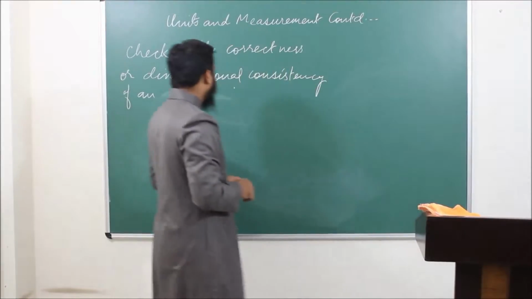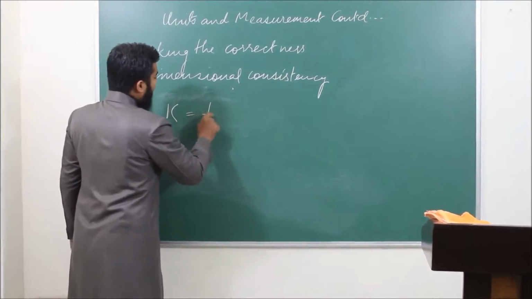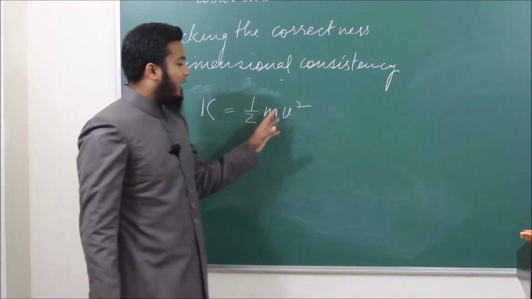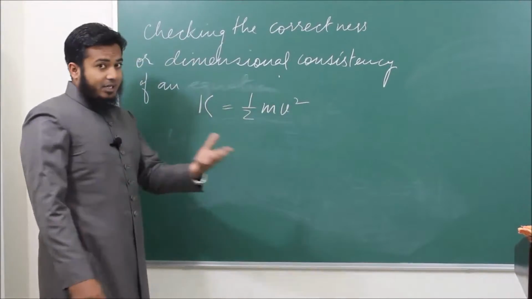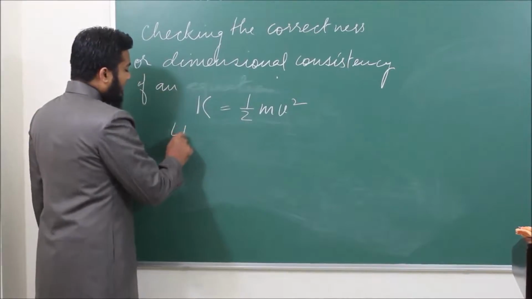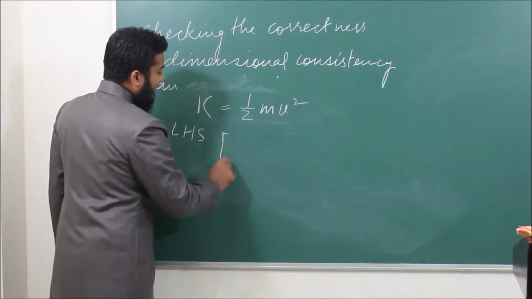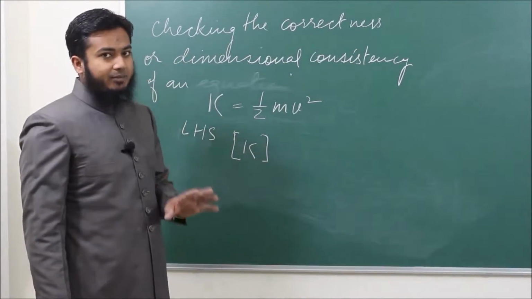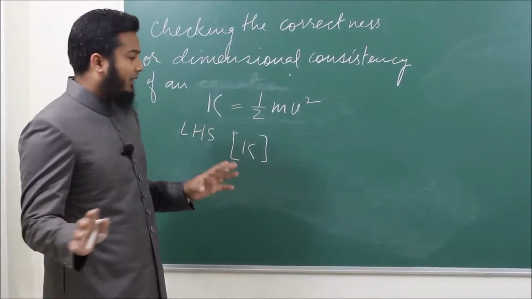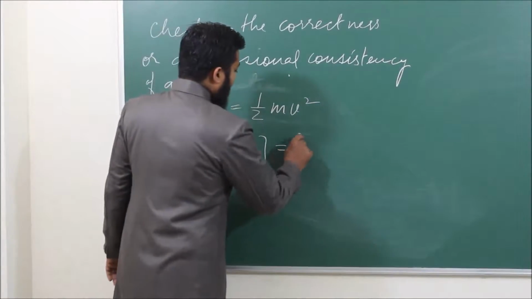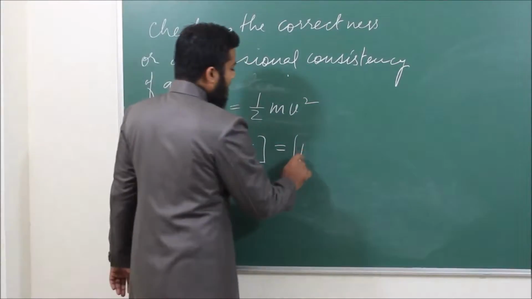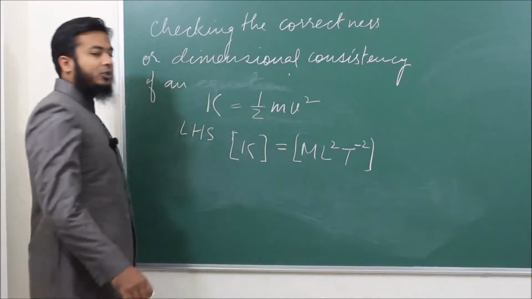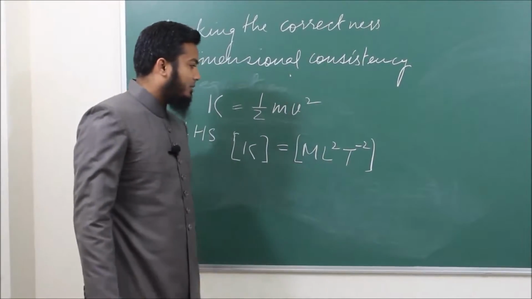You know the formula for kinetic energy, K is equal to half mv square. K for kinetic energy, m for mass, and v is the speed. Now let's check the correctness. On the left hand side we have kinetic energy. Last time we have seen that energy and work done have the same dimensional formula. All types of energy will have the same dimensional formula. So it will have the formula for work done, which is m L square and t minus 2. So the dimensional formula for kinetic energy is m L square t minus 2.